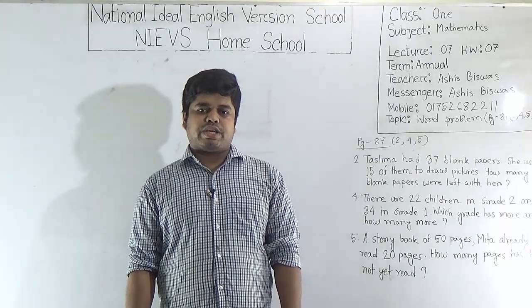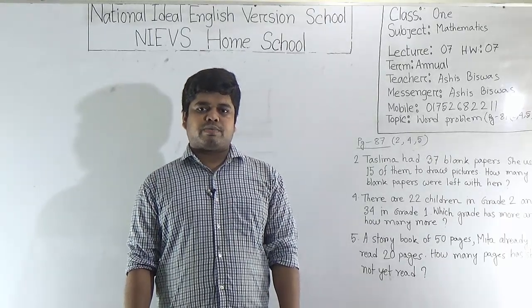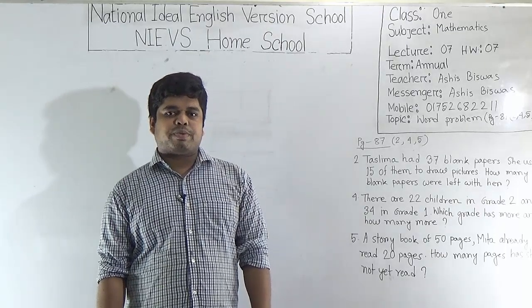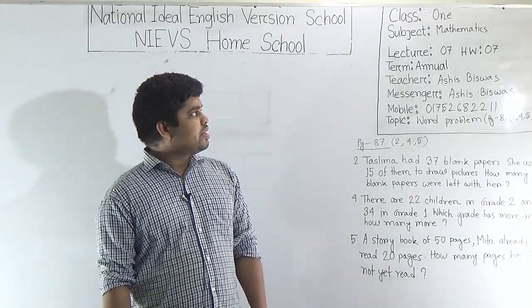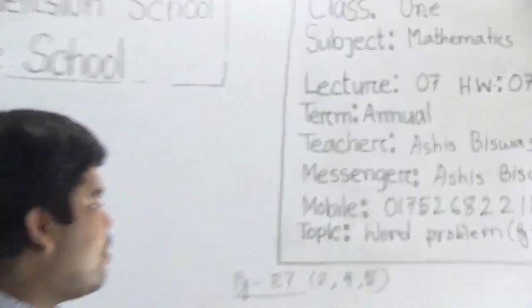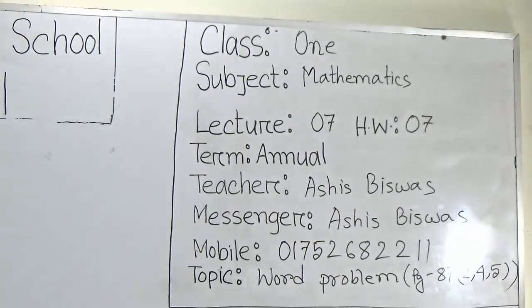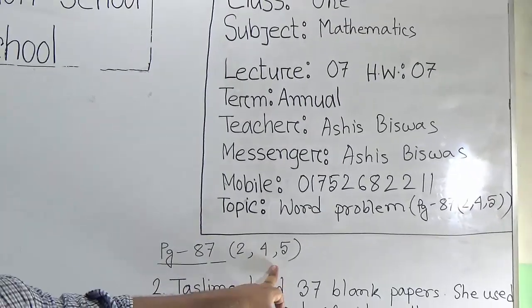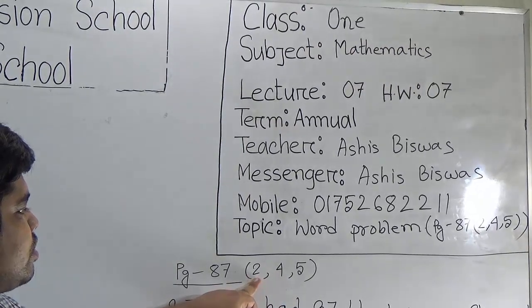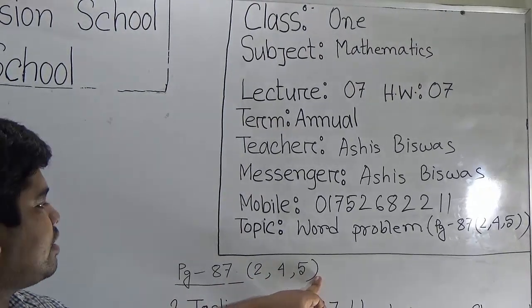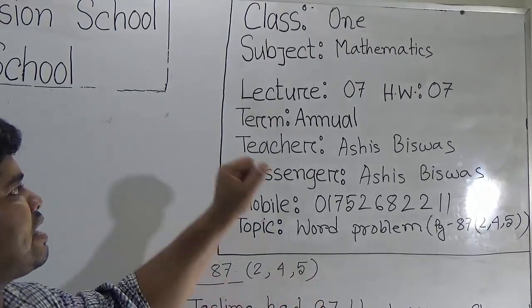Today I am going to take a math class for the students of class 1. Our topic today is word problems, which is in our EMB book on page number 87. On page 87 we shall solve 3 odd problems: problem number 2, 4 and 5. This is your CW and this is your SW also.